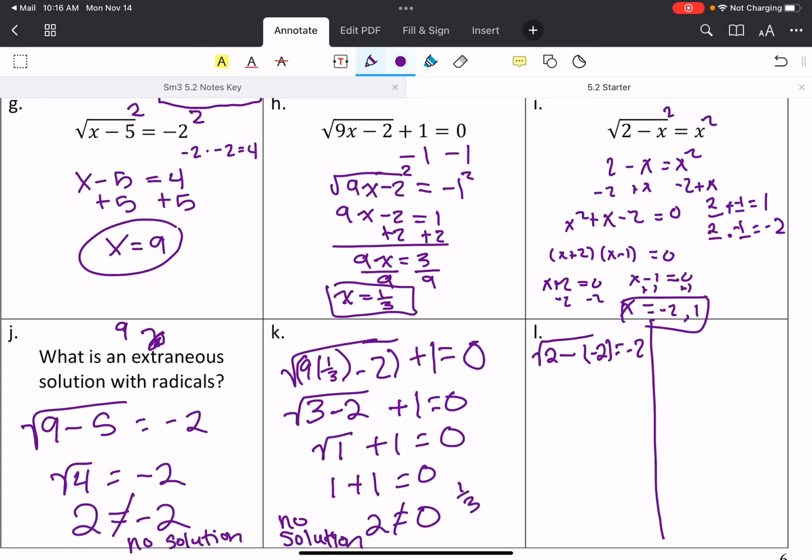Good. Okay, if you wanted to work this through though, you would get 2 plus 2 is 4, square root of 4 is 2. That does not equal. Okay. So negative 2 is extraneous. If I plug in 1, 2 minus 1, I make that way too long every time. Equals 1. 2 minus 1 is, everyone?